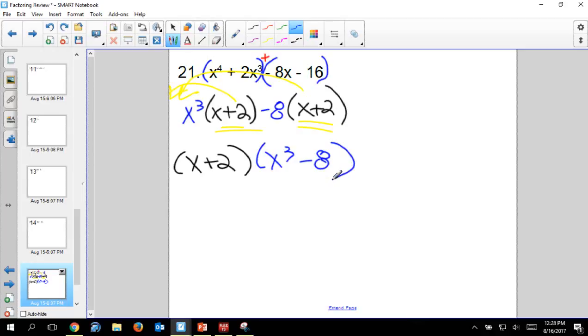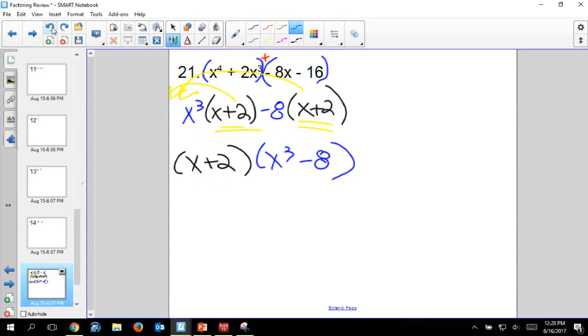The reason why this one does not say squared, this is wrong, don't put a squared there. The reason why it does not say squared is because it's the distributive property. If I were going to put this back in, I would take x plus 2 times x cubed and x plus 2 times minus 8. So I'm distributing it back in. There's not two of them here. Remember the distributive property? So this one's not squared when you do factor by grouping.